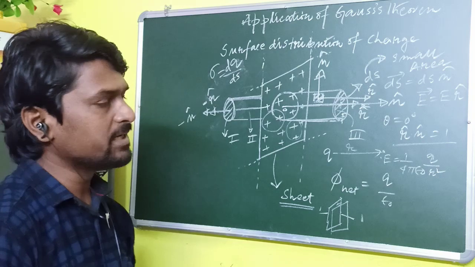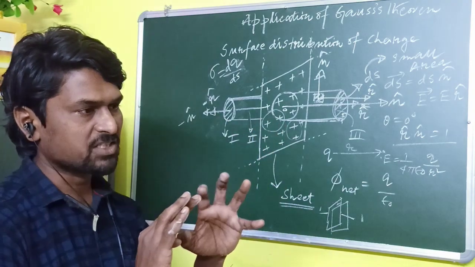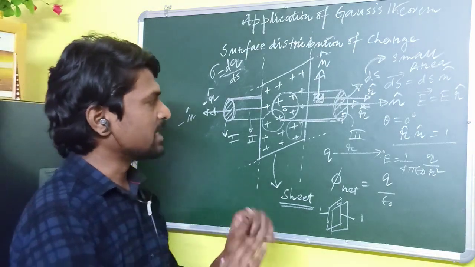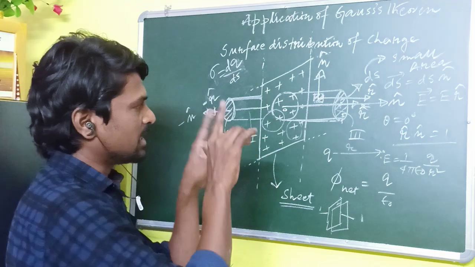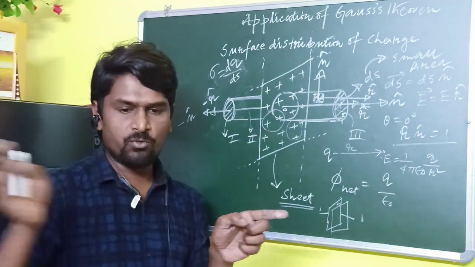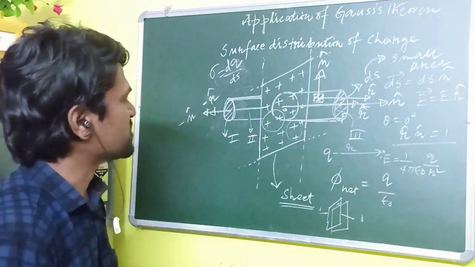Since the electric field is a space vector, you can take that the electric field is generated along all the directions. For both, it is directed outward, that is, along the right side and along the left side.